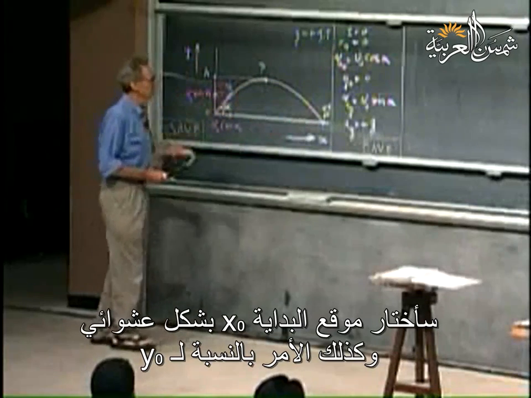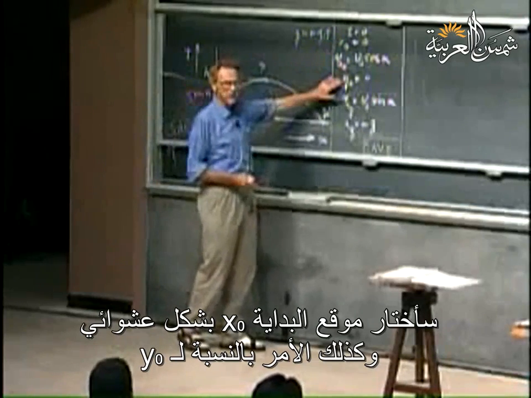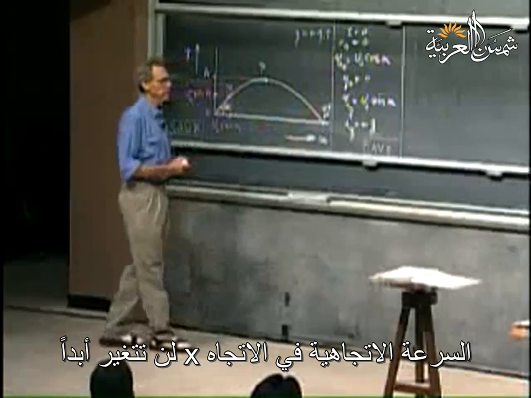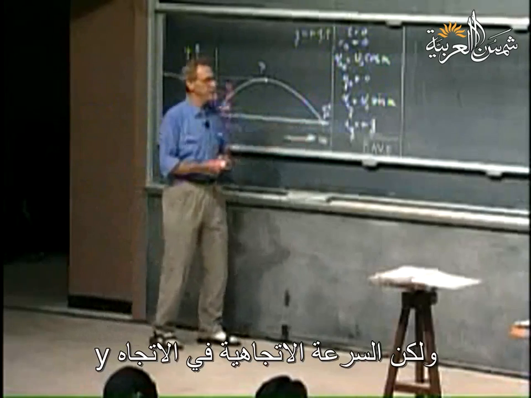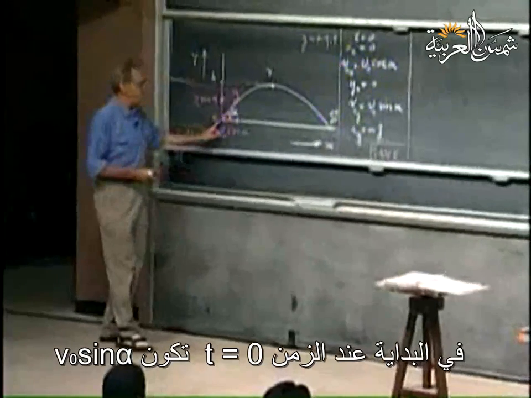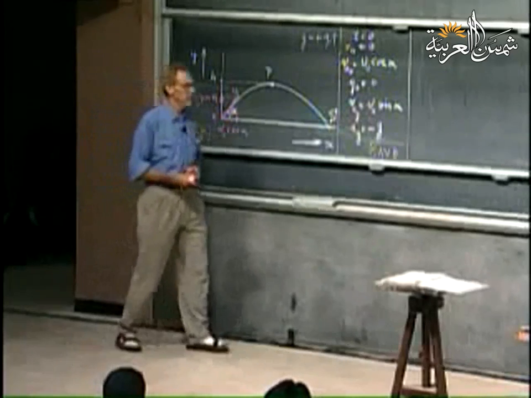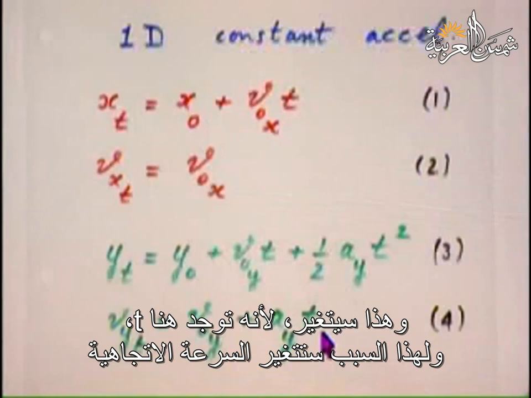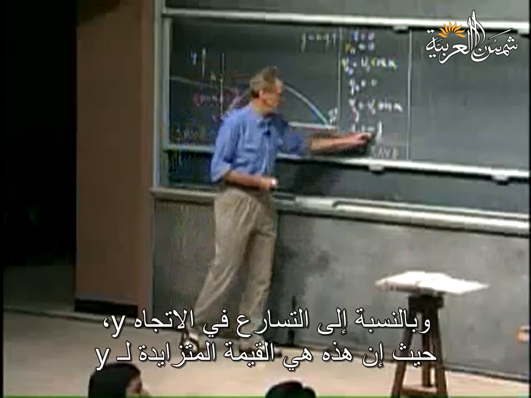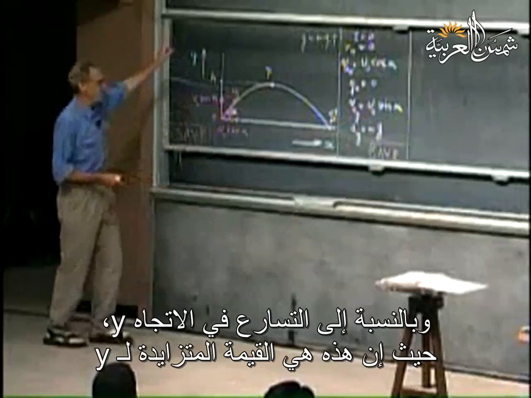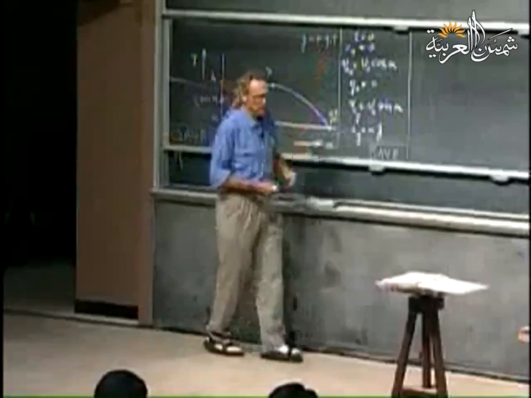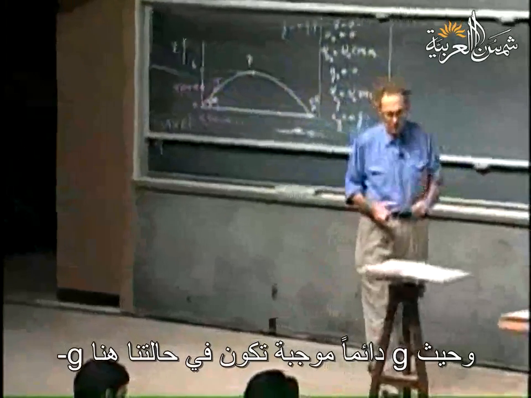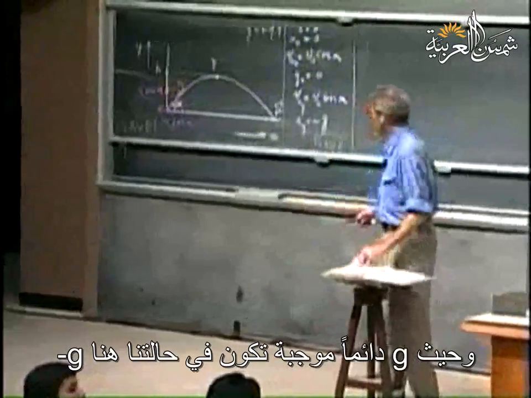I choose for x0, I choose 0 arbitrarily, also for y0. The velocity in the x direction will never change. This v0x will always remain v0 cosine alpha. The velocity in the y direction, however, in the beginning at t equals 0 is v0 sine alpha, and that one will change because there is here this t, and that's why the velocity is going to change. And the acceleration in the y direction, since this is increasing value of y, is going to be negative 9.8. Since I always call g plus 9.8, this is minus g.